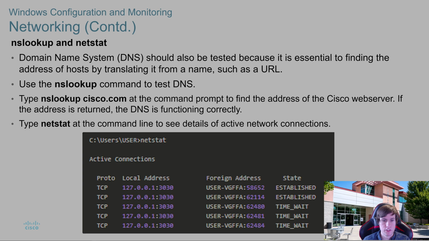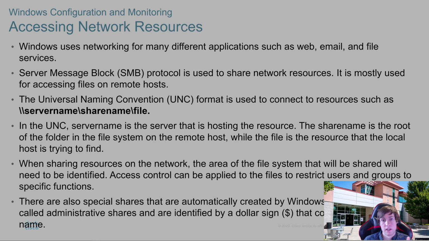Network resources. Windows uses networking for many applications, such as email and file service. Pretty much everything is network connected, right? Everything is trying to update or talk to something over the internet. So Server Message Block protocol, SMB, is used to share network resources, and is mostly used for accessing files on remote hosts. So this is kind of like the general way of, you have a network drive on your work network. It's very likely using Server Message Block protocol to share those resources.